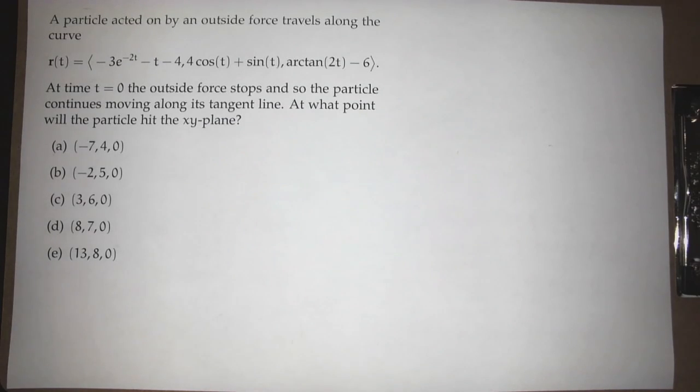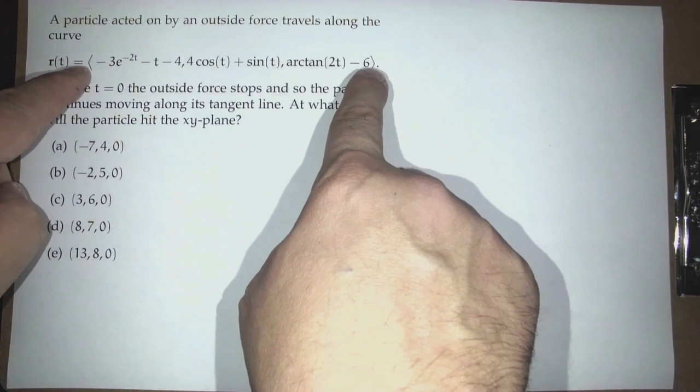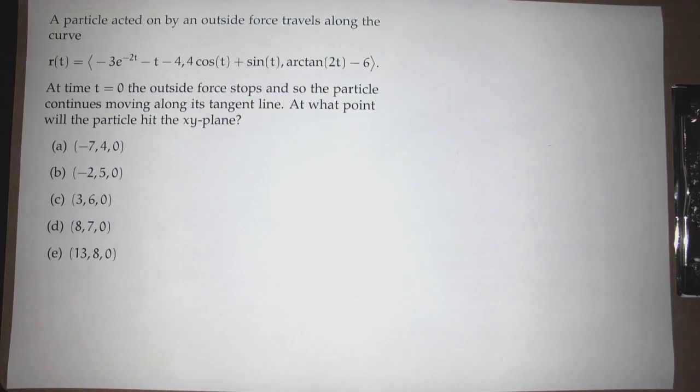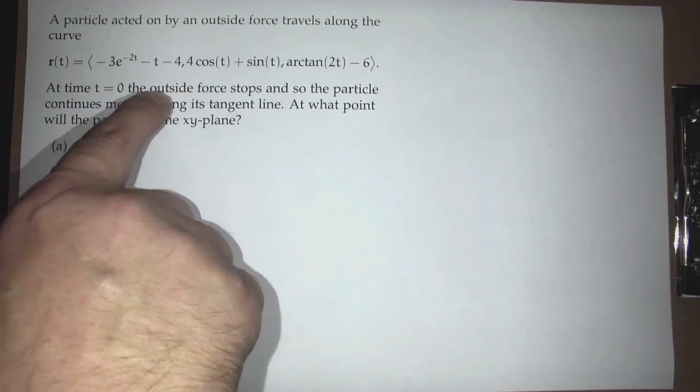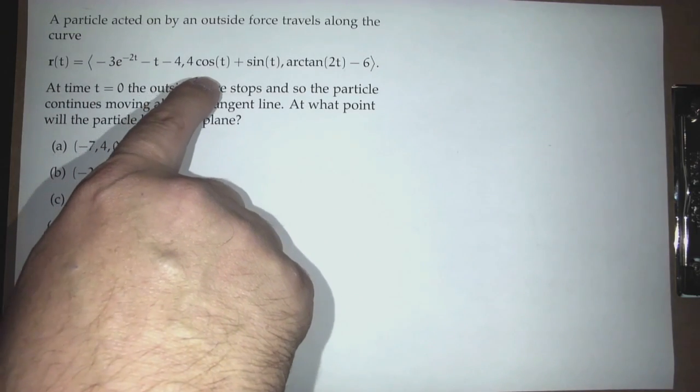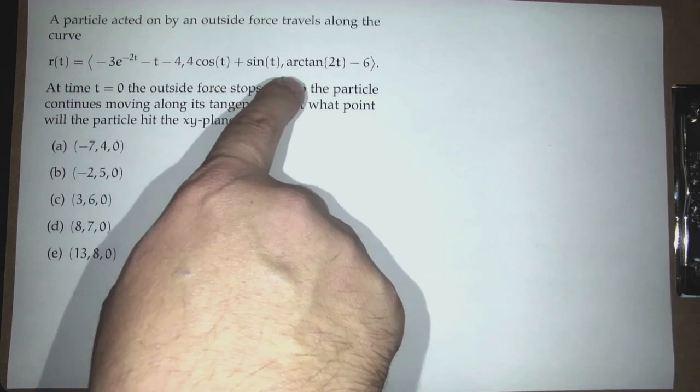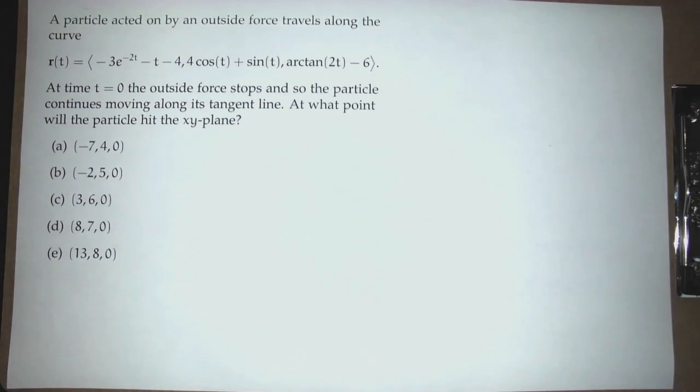There's a particle acted on by an outside force and travels along the curve, r of t. And r of t is this vector valued function. We know it's a vector valued function because there are these nice sharp brackets on the ends. The x-coordinate behaves like minus 3 e to the minus 2t minus t minus 4. The y-coordinate is 4 cosine t plus sine t. The z-coordinate is arctangent 2t minus 6.